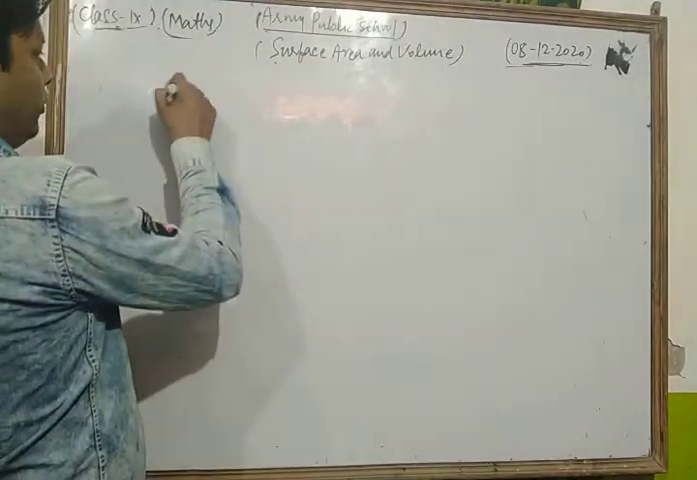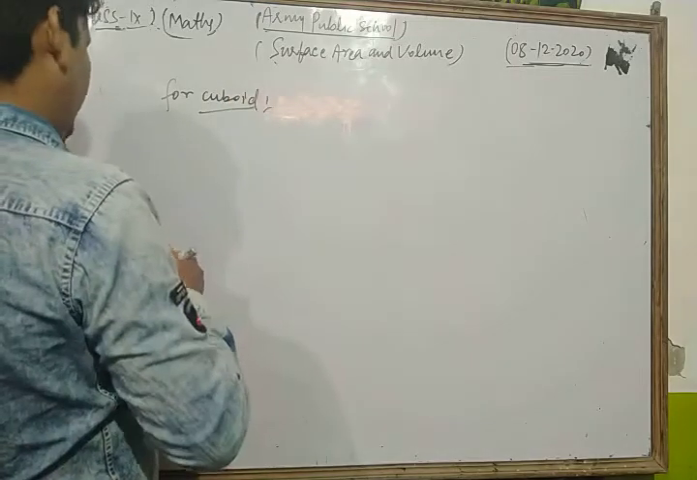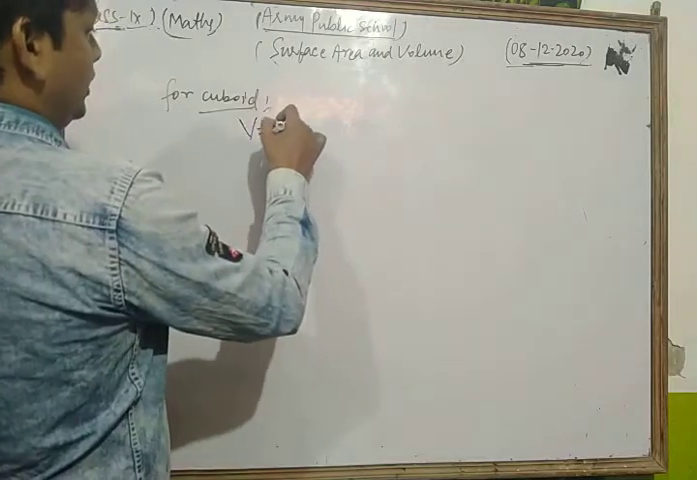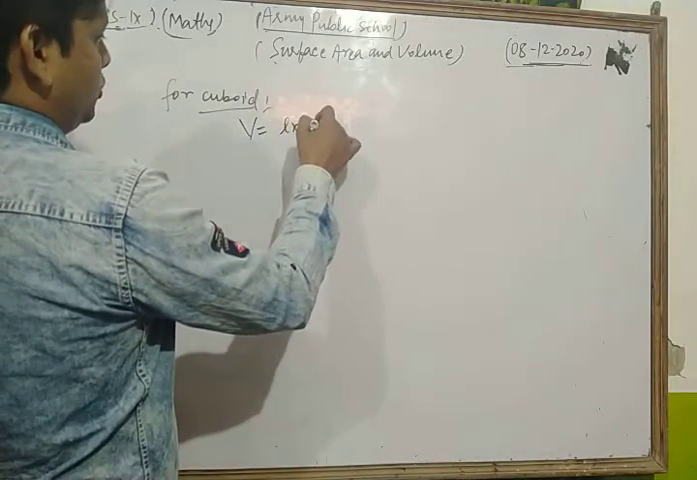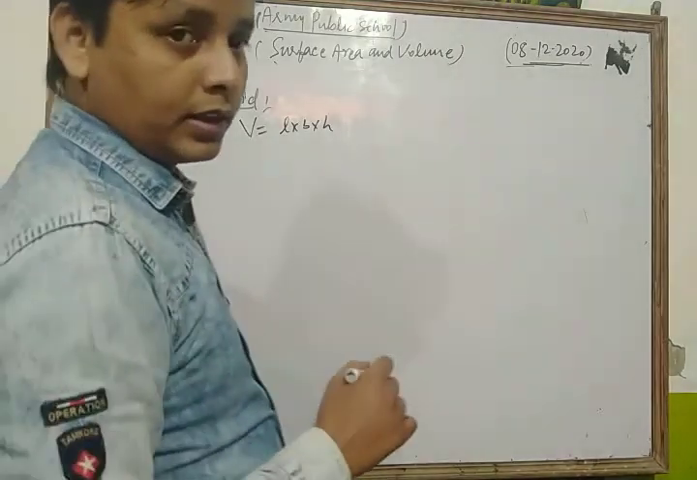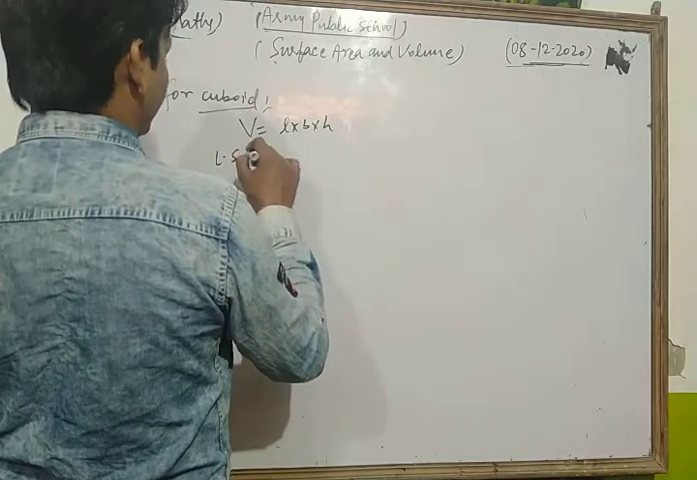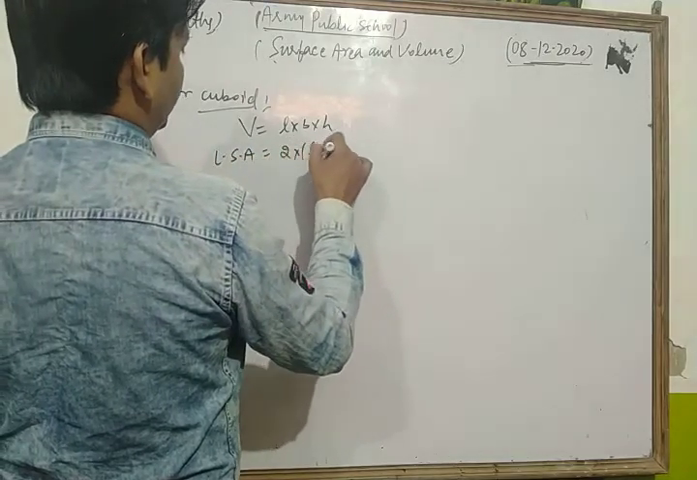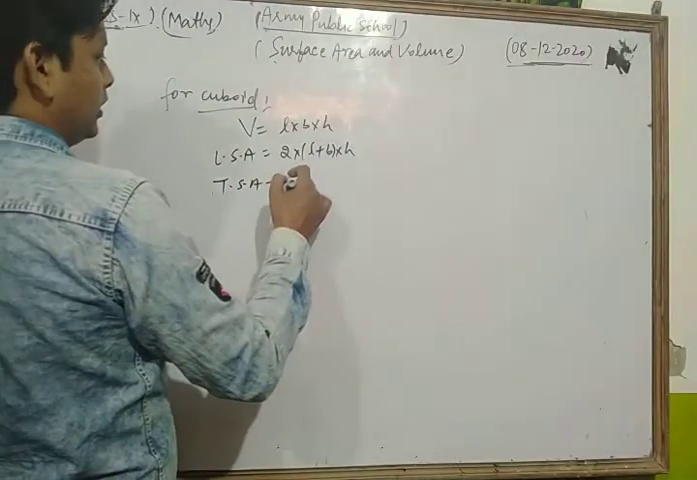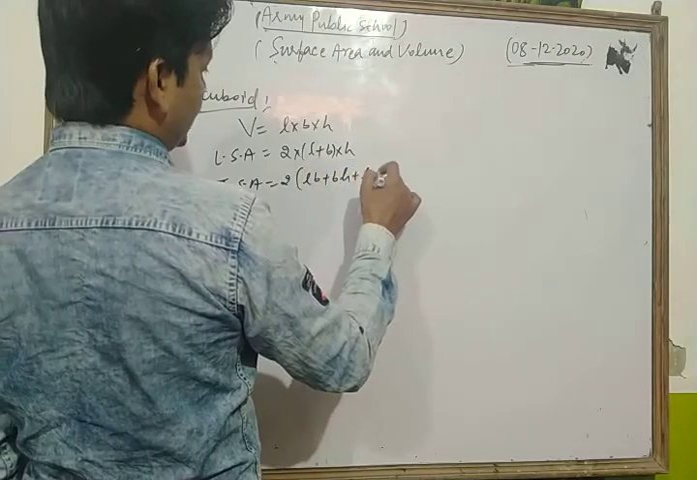For cuboid, dear students, what is the formula for cuboid? Just revise them. Volume is what? L into B into H. This is the volume of the cuboid. Next one, the lateral surface area: 2 into (length plus breadth) into height. And the total surface area of the cuboid is 2 into (length into B plus B into H plus H into L).